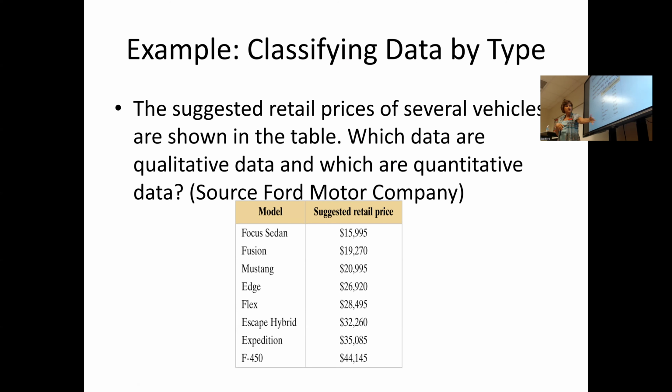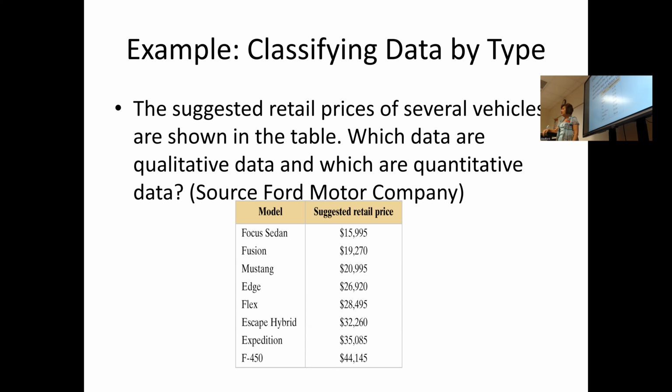So if you get this graphic, this is the model of the vehicle. This is the suggested retail price over here. One of these columns is qualitative. One of them is quantitative. Which one do you think is qualitative? The model. Why is that? What makes it qualitative? It's kind of organizing the car by type. So you've got the individual type of car, a sedan, the Focus, the Fusion, the Mustang, the Edge. So there's no numbers involved there. Remember, if there's no numbers involved, it can't be quantitative.